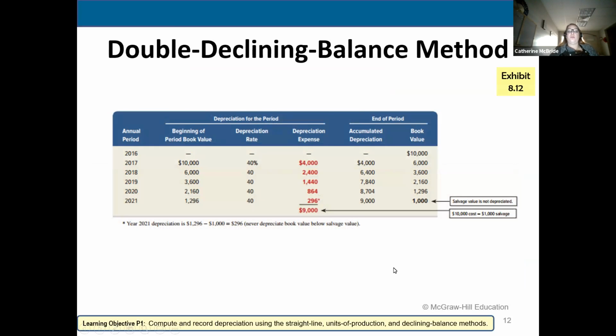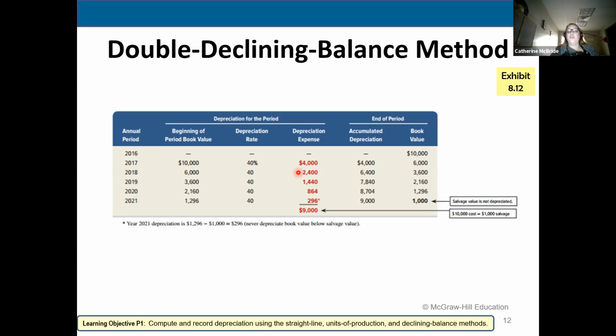Now here's where it gets weird. So we're going to follow along. In the first year we have our $10,000. Here's our $4,000 accumulated depreciation. So our book value is $6,000. Cost minus accumulated depreciation equals book value. Now, this book value is going to come back over here because that's what we're going to start with. We're going to take our book value times the rate. So our year 2 depreciation expense is $2,400.